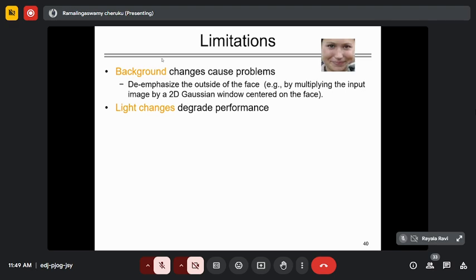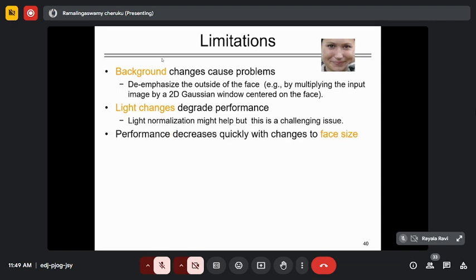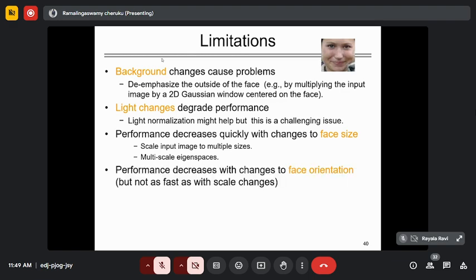Light changes also degrade performance. When there is an impact of light on the face, that also affects it. So there are certain things that will degrade the performance of face detection and recognition if I use PCA. Performance decreases quickly with changes to the face size. Depending on whether the face is small, medium or large, scale the input image to multiple sizes, with multi-scale eigenfaces. Performance also decreases with changes to the face orientation. Face orientation also matters.